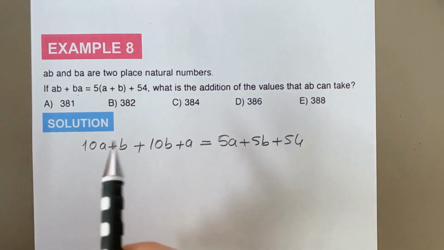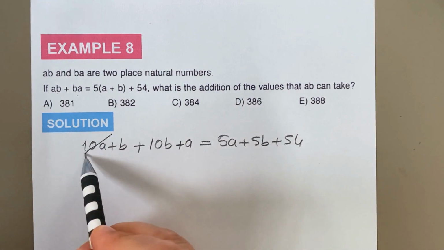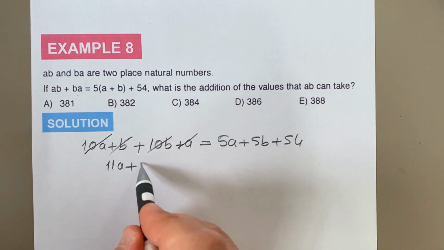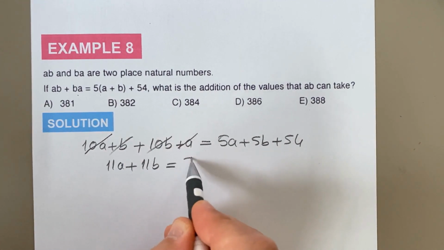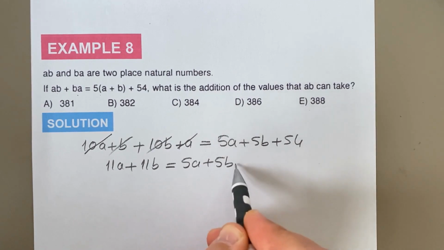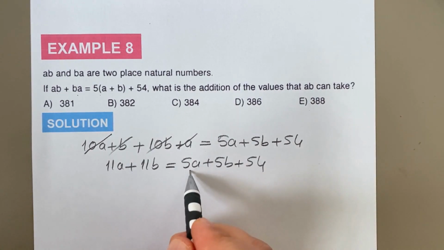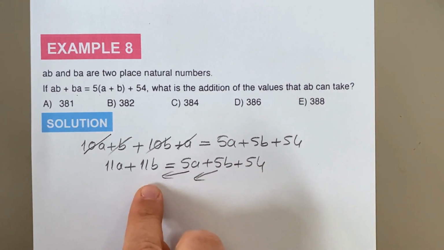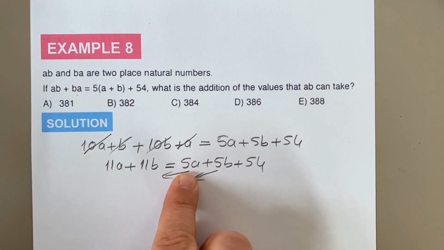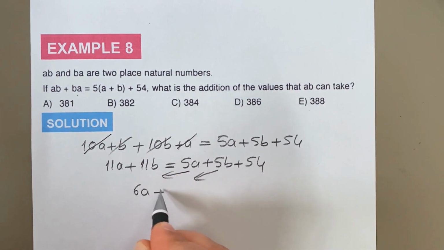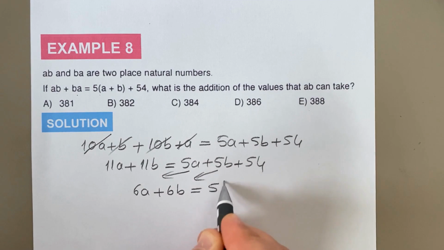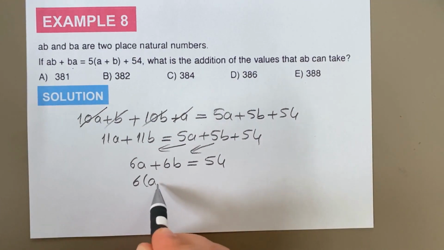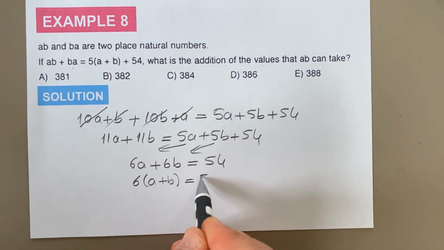Now I want you to pay close attention to this. 10 A's and 1 A make 11 A's, and 10 B's and 1 B make 11 B's. That's equal to 5 A's, 5 B's, and 54. Now let's move these 5 A's over here. When I move the 5 B's over here, they'll come in as negative. When 5 A's are taken from 11 A's, there will be 6 A's and 6 B's left. Here there is 54. Now when I take this back into parentheses, 6 times (A plus B) equals 54.